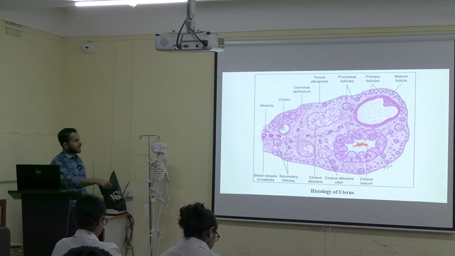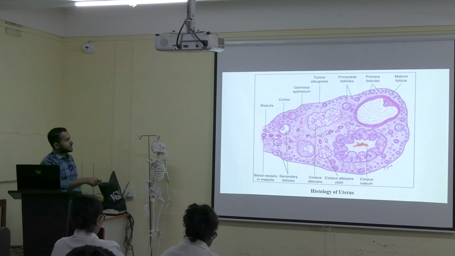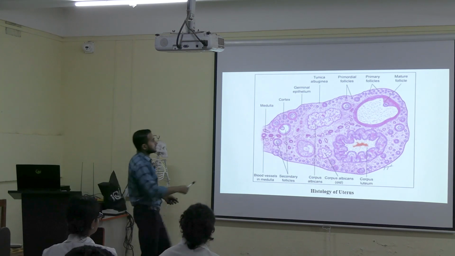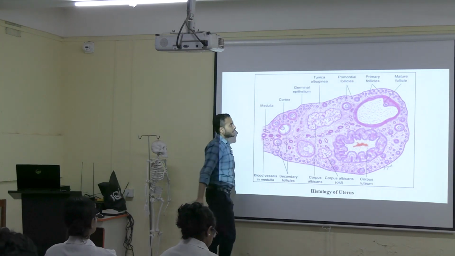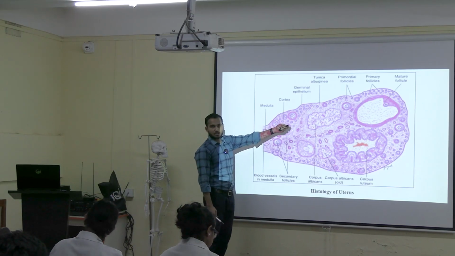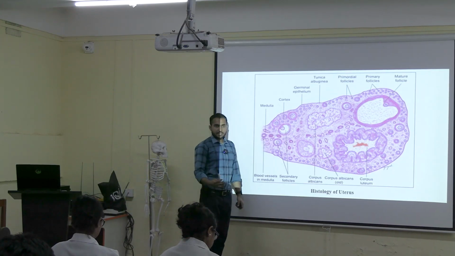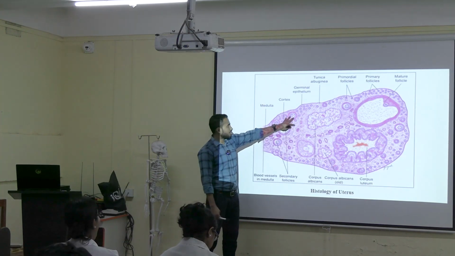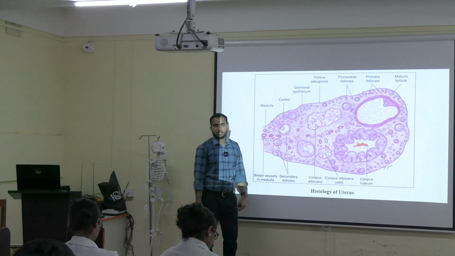Now, this is the schematic diagram of the ovary, not the uterus, showing the microscopic structure of the ovary. First of all, you can see this is the germinal epithelium. Just below the germinal epithelium, the connective tissue layer is the tunica albuginea, present on both sides. Next, you can see the entire substance of the gland is divided into two parts. The outer part is the cortex, and only a small middle part is the medulla.